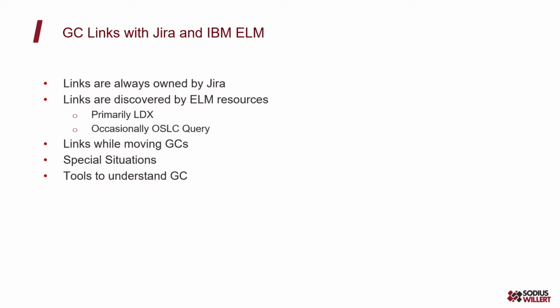We'll show a bit about how links operate when we're moving between different GCs and show some of the value around that. We'll also look at a few special situations, things you should be aware of when using GCs and links, and what happens. Then we'll spend some time looking at some of the tools within OSLC Connect for Jira that help both users who are just starting to use GCs as well as experienced people who want to better understand why a link might be occurring in a certain place and why I'm navigating to a particular GC. Those are available to help you understand more.